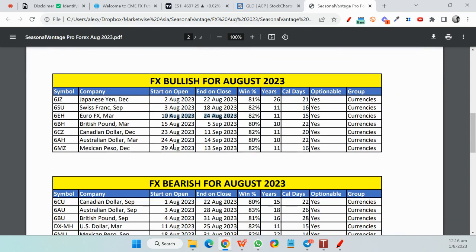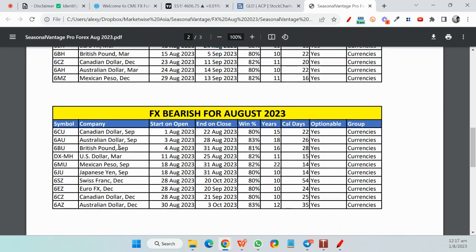Of course, there are different currencies, like the British pound against the dollar, Canadian against the dollar, Australia against the dollar. There are some minor differences in the dates, but you can see overall, the Euro, British, Canadian, Aussie, Mexican against the US dollar tend to rise in August, whereas the US dollar tends to depreciate in the month of August.